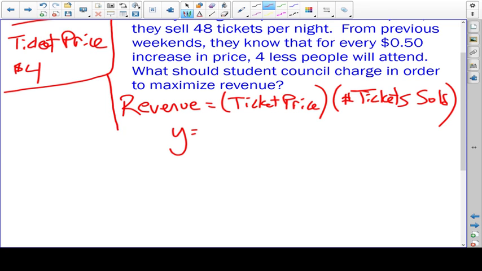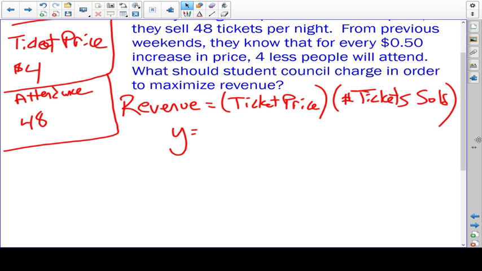And likewise, I'm going to put the attendance, or number of tickets sold, however you want to label that. The attendance is 48 people. So as I change one of those, the other one changes at the same time. For every 50-cent increase in price, I know that 4 fewer people are going to attend.